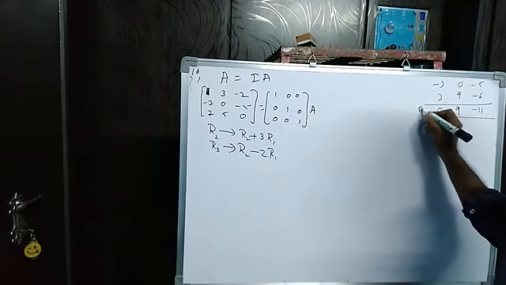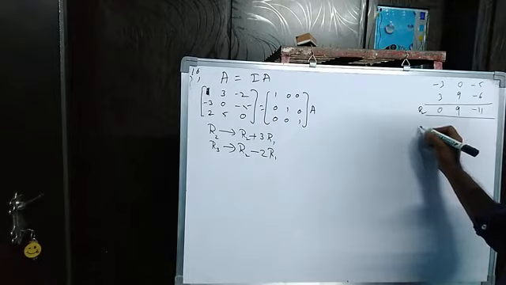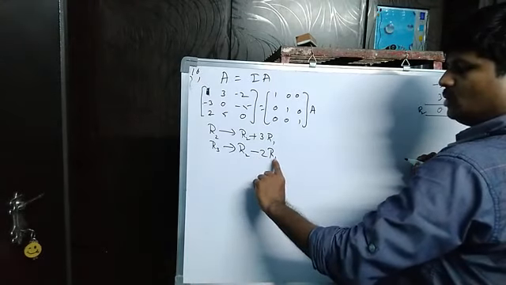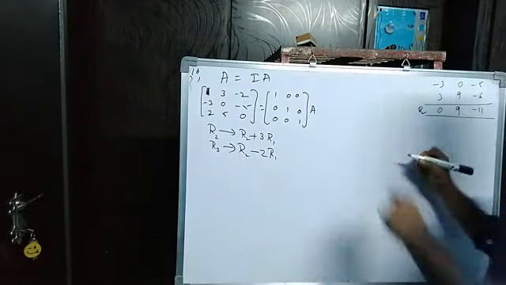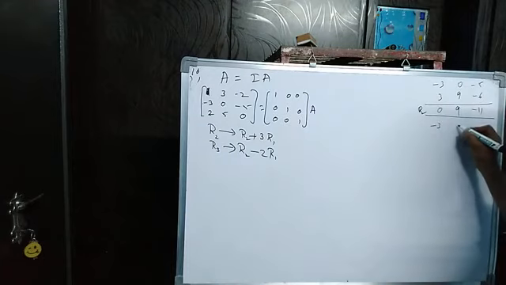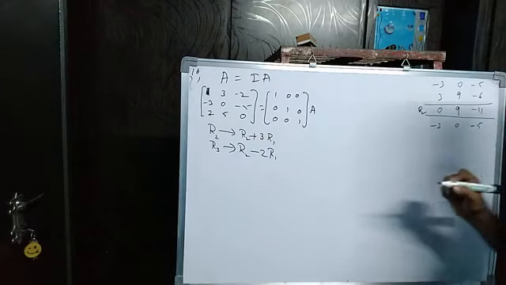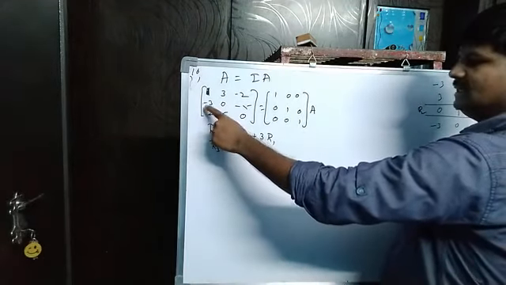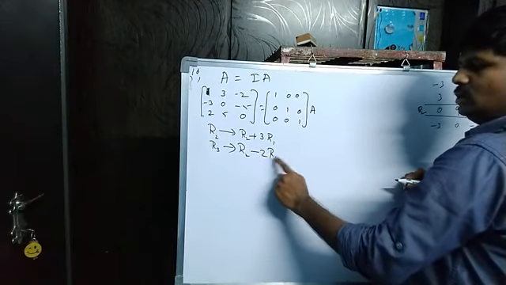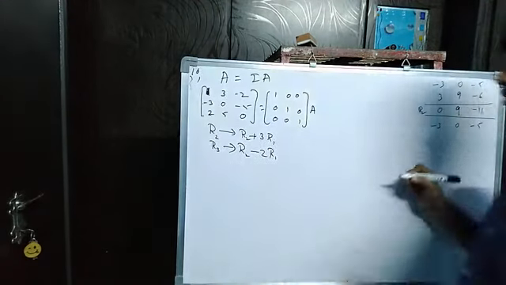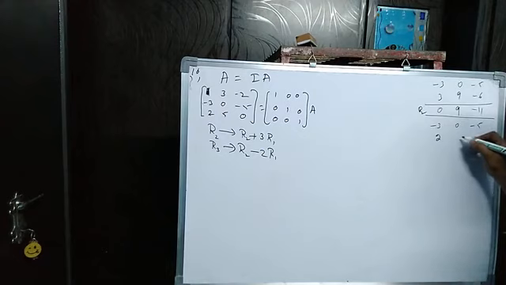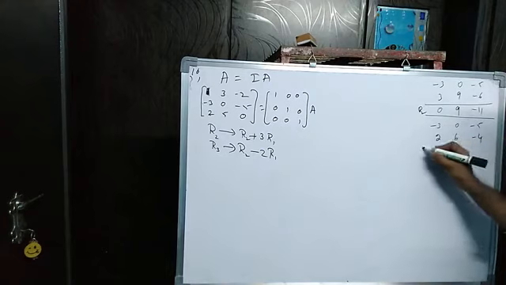Next R3. R3 means R3 minus 2 into R1. What is R3 here? 0, 5, 2. Okay, 2 into R1, multiply by 2 to R1. 2 into 1, 2. 2 into 3, 6. 2 into minus 2, minus 4.